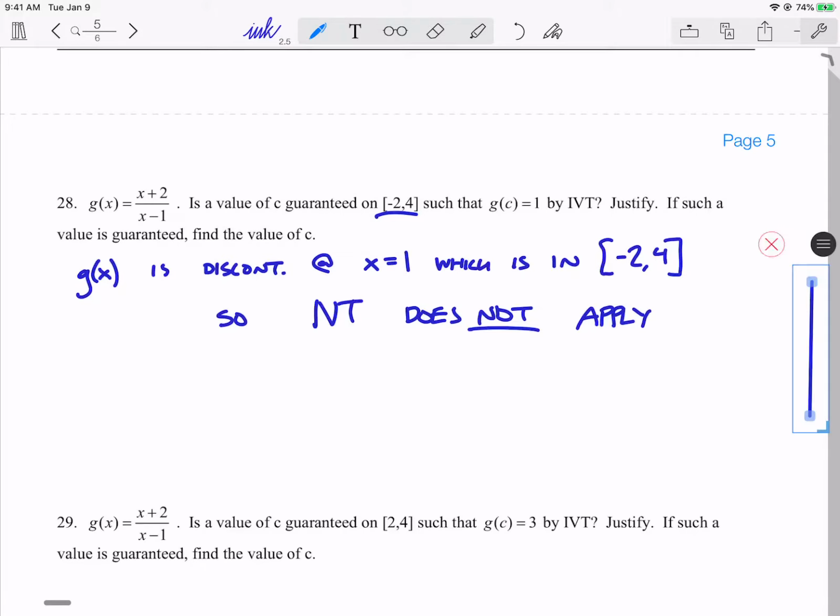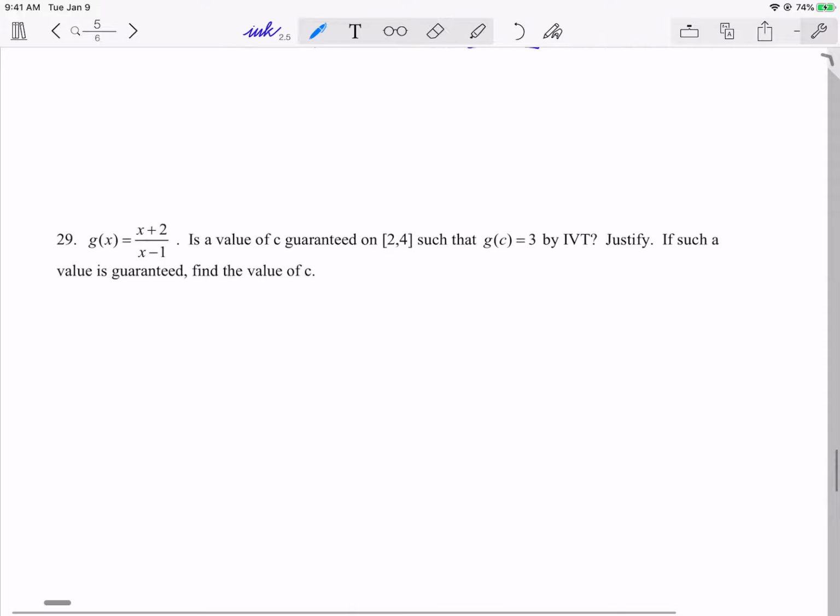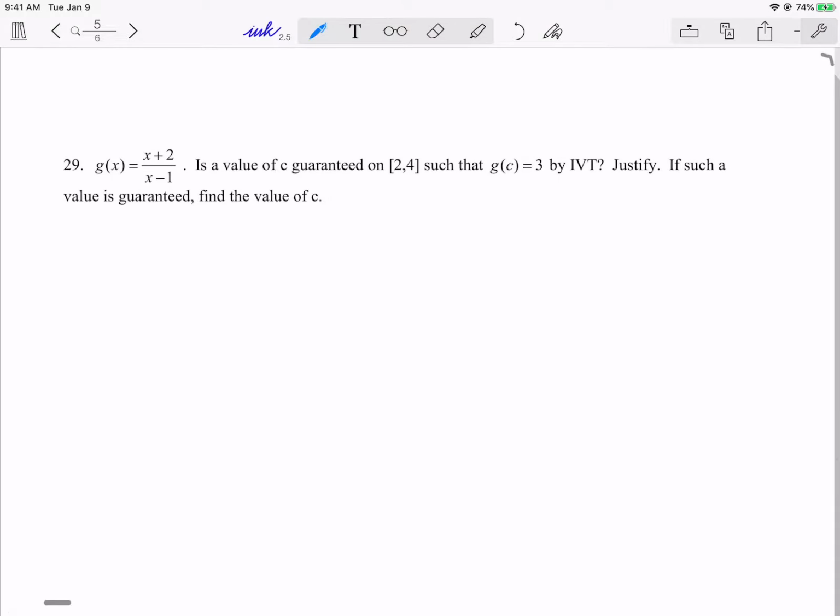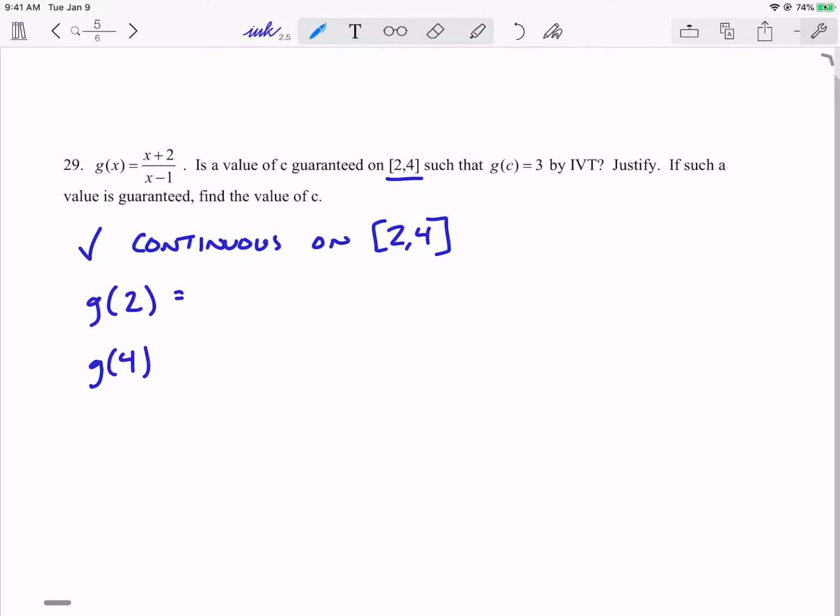And then we've got the next one is asking about the same function, but now x equals 1 is no longer in this interval. So we've got that it's continuous. And I should write g of x is continuous on the interval 2 to 4. And now I need to compute my endpoint values. So I'm going to check g of 2. I'm going to check g of 4. So if I plug 2 in, I've got 2 plus 2 over 2 minus 1. And a good day is 4. And then I've got 4 plus 2 over 4 minus 1. 6 over 3 is 2.